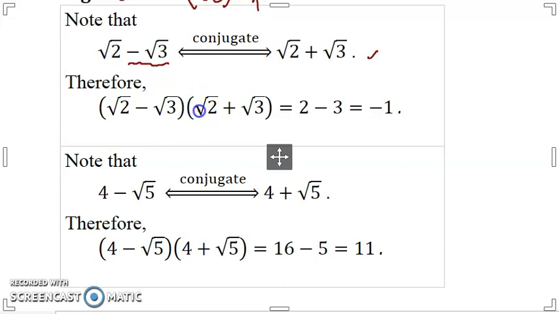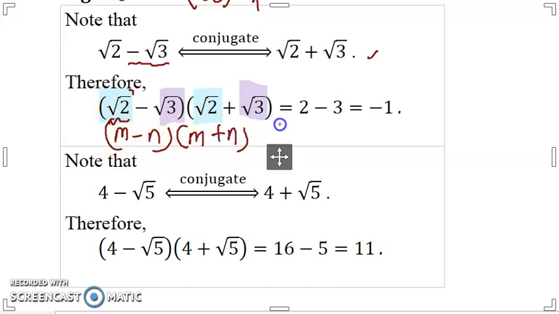So therefore, again, what you happen to see is that this is as if our m, and this is as if our n. So when I have m minus n multiplied by m plus n, the result will be m squared minus n squared. You square square root of 2, you get 2. You square square root of 3, you get 3. As a result, the answer is minus 1.